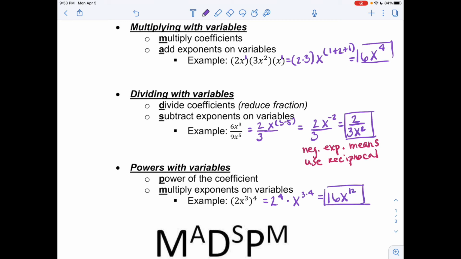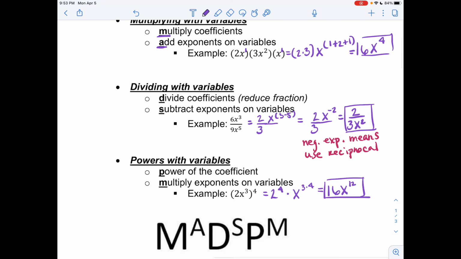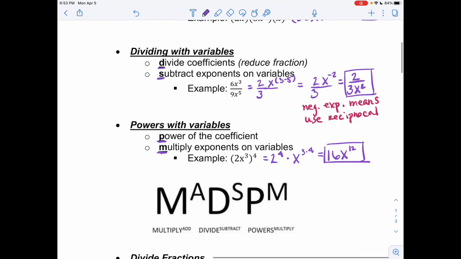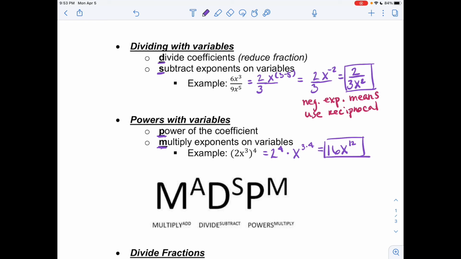So we learned this acronym before. When we multiply coefficients, we add exponents, so that's multiplying. And then dividing, we subtract our exponents. And then when we deal with powers, raising something to a power, we multiply the exponents. So MAD SPAM was the acronym that I gave you guys before. Multiply, add, divide, subtract, and powers multiply.